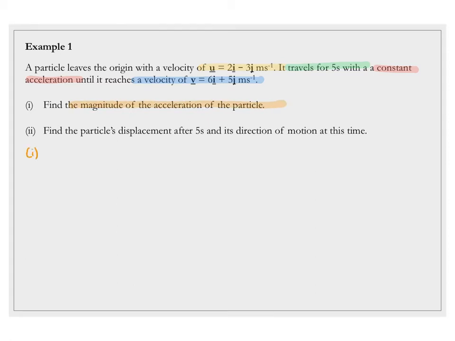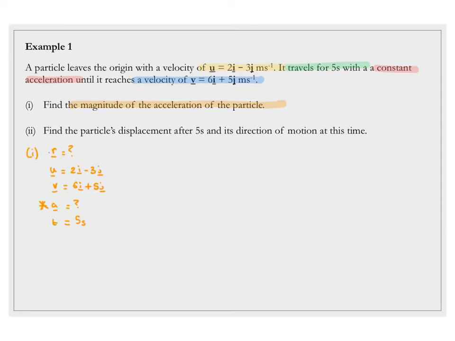So let's write down what we know. And we are applying the SUVAT equations again, but we don't have scalar quantities. This time we're dealing with proper vector quantities. Now, I don't know anything about the displacement, so that's an unknown. The initial velocity is 2i minus 3j. The final velocity is 6i plus 5j. The acceleration is what we are actually looking for, and the time is 5 seconds.